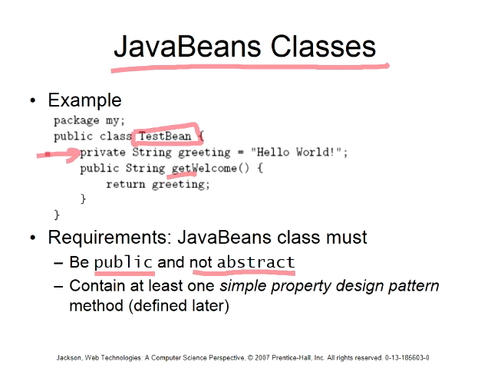So this is an example of a JavaBeans class. It is a simple Java class. In our case, the name is TestBean, with an attribute or many attributes and getter and setter methods. So requirements: the JavaBeans class must be public and not abstract.